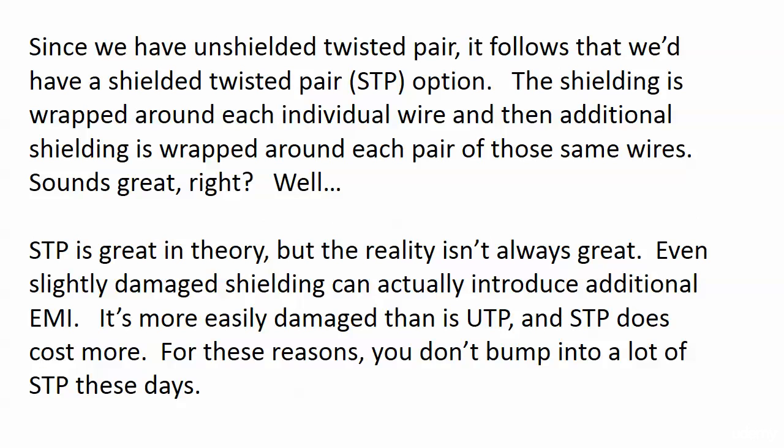Well, the second question I had, now that we've answered the twisted pair question, was, well, if it's unshielded twisted pair, why don't we have a shield on it? Does that mean that there's a shielded twisted pair option? And there is. Now, the shielding in STP, there's plenty of it because the shielding is wrapped around each individual wire first. Then additional shielding is wrapped around each pair of those same wires. Hey, this sounds great. I mean, how could we not love that?